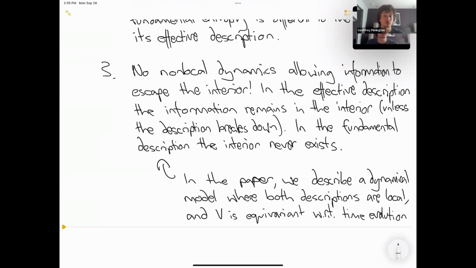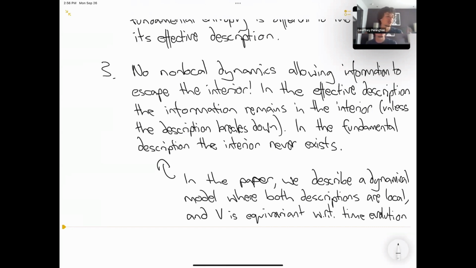In the fundamental description, on the other hand, the information is always in the radiation, or at least once it gets emitted by the black hole, it's in the radiation. But it was never in the interior because the interior doesn't exist in the fundamental description. In the fundamental description, you just have whatever microscopic qubits make up the black hole. Okay, so that's really the distinction there.